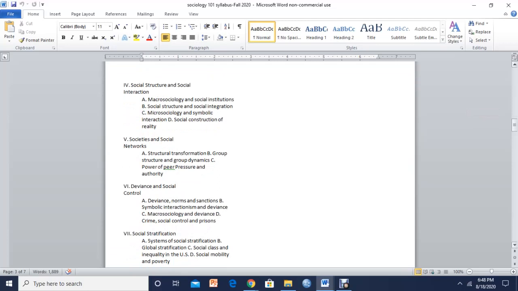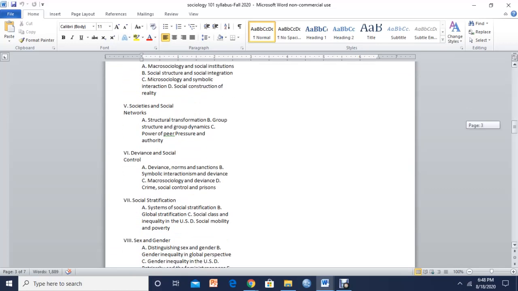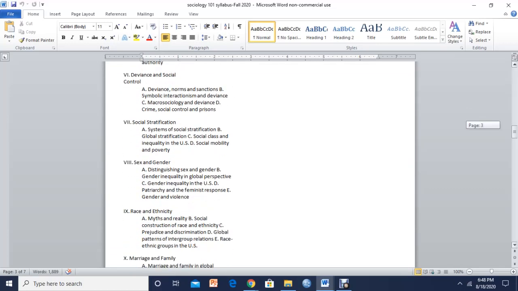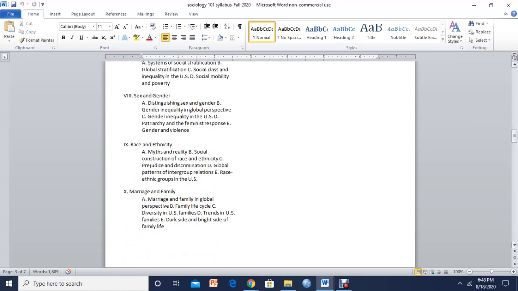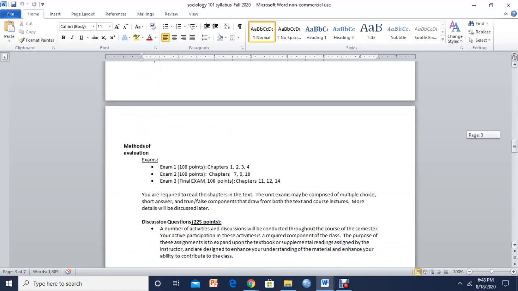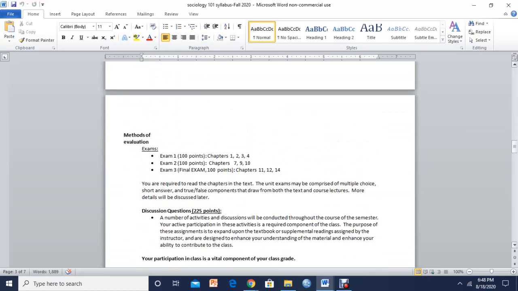Social structure and social interaction, we're going to look at that as well. Societies and social networks. Deviance and social control, you can read on through this as well. Social stratification, sex and gender, race and ethnicity, marriage and family as well. So take your time and review those different topics of the outline that we will be discussing in this course.